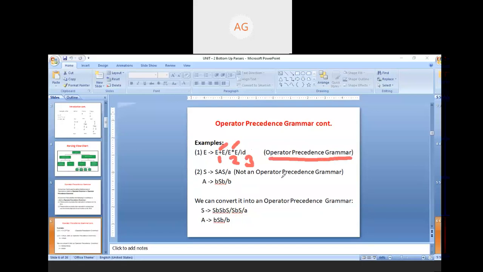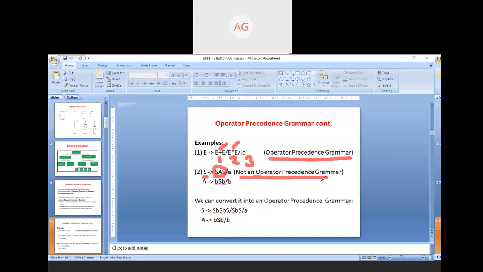Now moving to example number 2, you can check example 2. Here you can see that S produces SAS. So there are three non-terminals which are adjacent to each other. That's why this grammar is not operator precedence grammar.